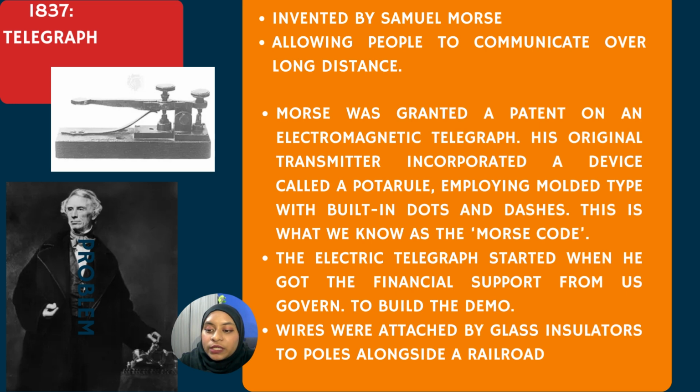His original transmitter incorporated a device called a portarule, employing molded type with built-in dots and dashes. This is what we know as the Morse code. The electric telegraph started when he got financial support from the US government to build the demo. Wires were attached by glass insulators to poles alongside a railroad.